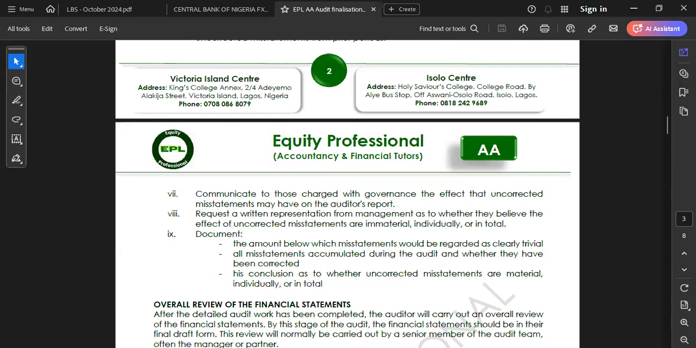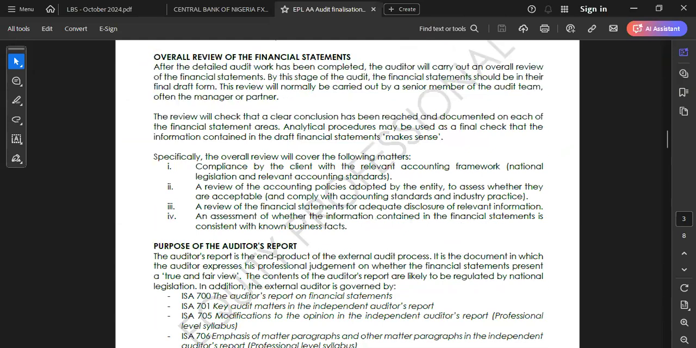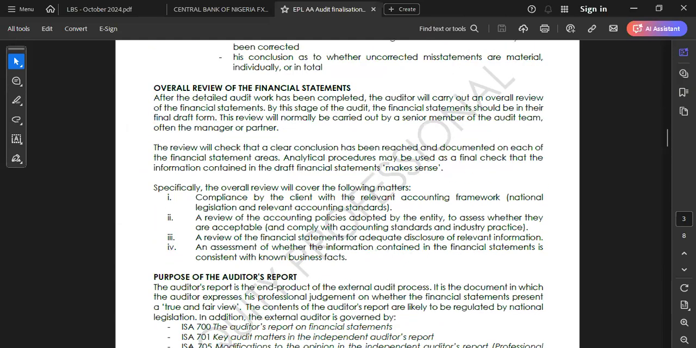So let's continue with the overall view of the financial statement. Now, we all know what a financial statement looks like. A financial statement is your typical details of all that the company has been doing in a particular period. And when we talk about financial statements for an auditor, it's not just your statement of financial position. It's all those five aspects of the financial statement.